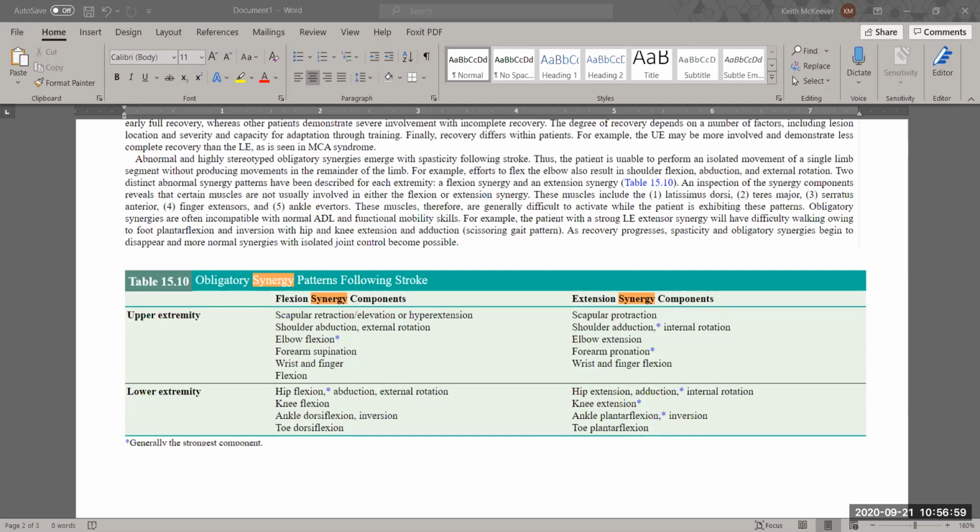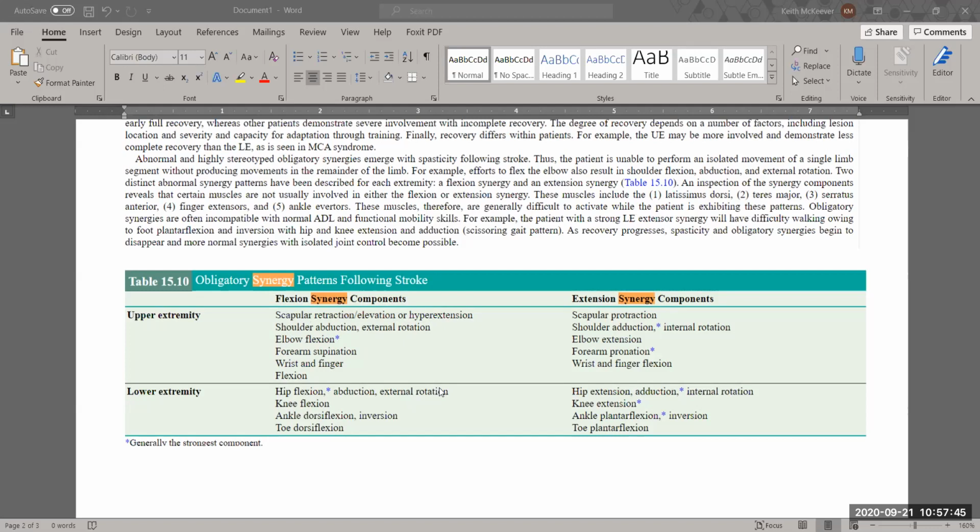So the two main patterns we're going to have are flexion synergy and extension synergy patterns. That goes right back to decorticate versus decerebrate posturing, even back with TBIs and stuff like that, right? When we have a flexion synergy pattern, the patient's going to have scapular retraction with elevation or hyperextension, shoulder abduction, external rotation, elbow flexion, forearm supination, wrist and finger flexion, right? Hip flexion. So they're going to kind of start curling up like this, right?